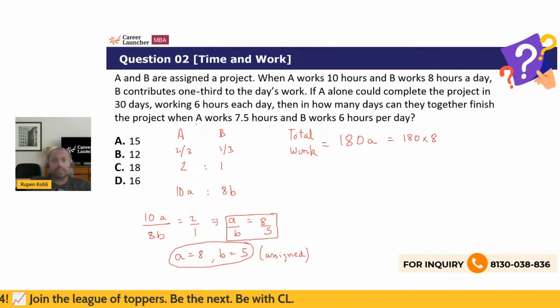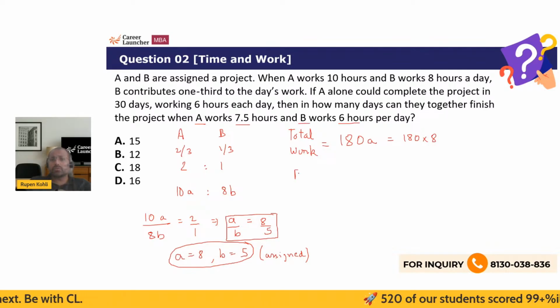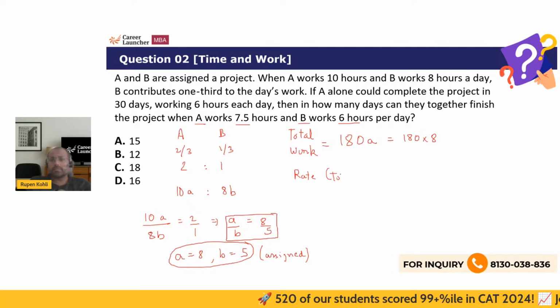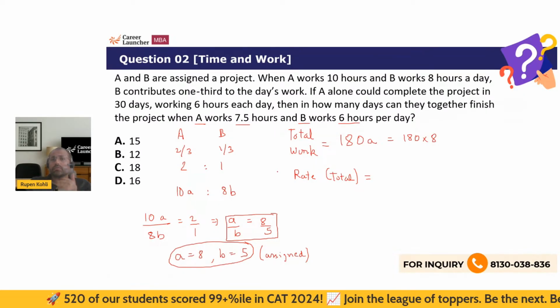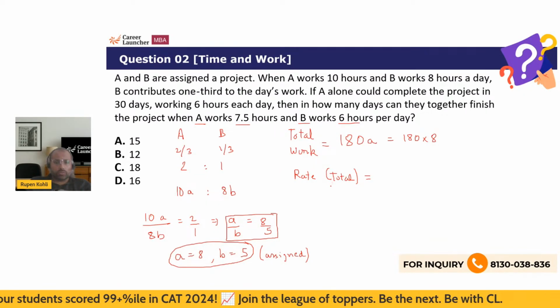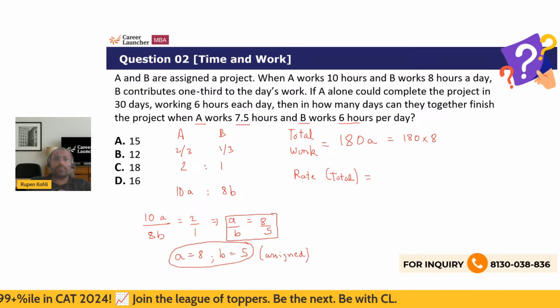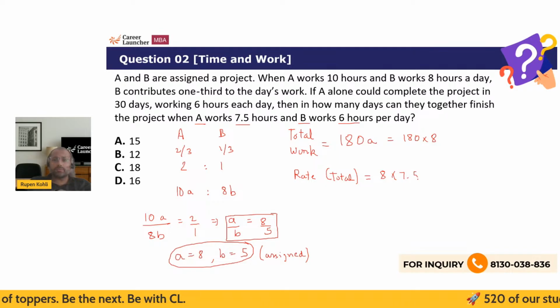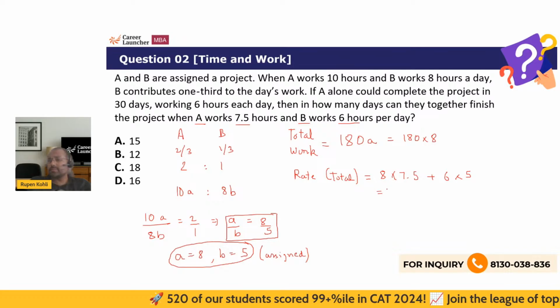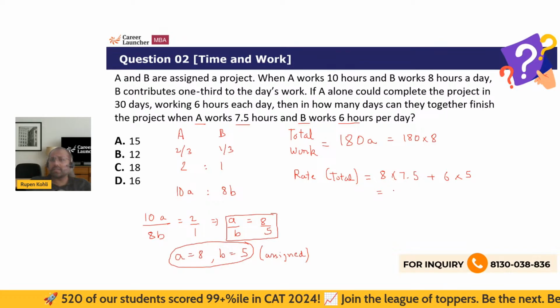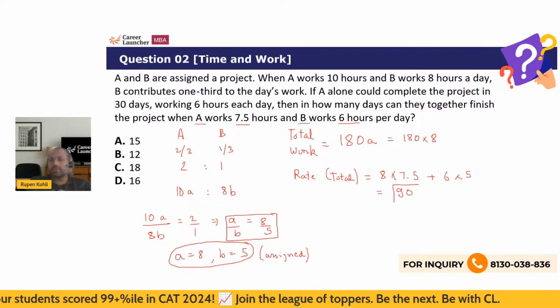When they work in this manner, A working 7.5 hours and B working 6 hours per day, what is the rate achieved by them together? We can add the total rate and hence we can answer the question for the total time. So 7.5 hours for A, he can work 8 into 7.5 units of work. And B can work 6 hours, so 6 into 5 units of work. 8 into 7.5 will be 60. 60 plus 6 into 5, 30. 60 plus 30, 90. So the work rate is 90.